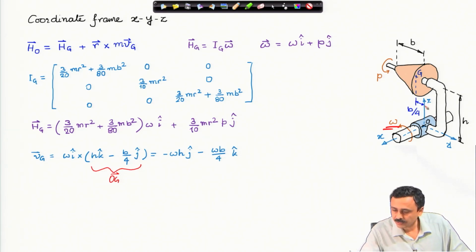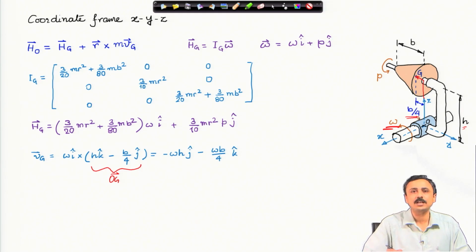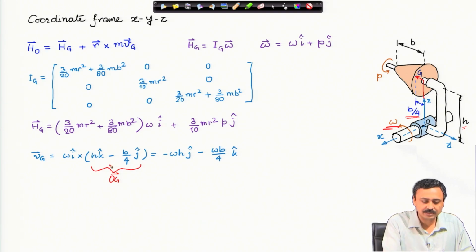In the k cap direction it is this dimension h, it goes up to here and then like this. So, h k cap plus this dimension is b by 4, from the base of the cone to the center of mass of the cone is b by 4, and it is in the negative y axis direction. That is why we have this negative sign.